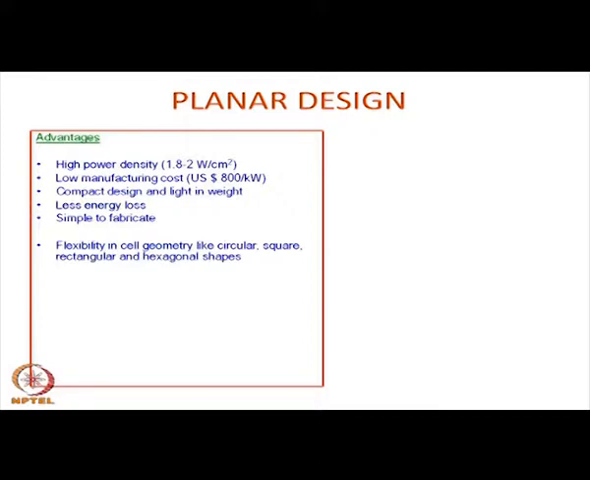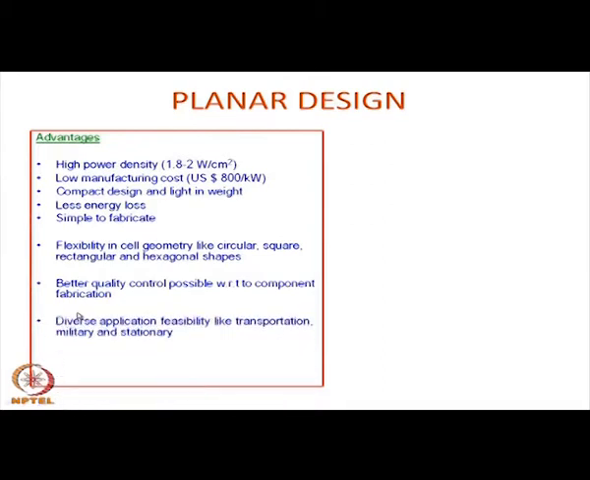So, in order to make a much more compact structure, one can make either a rectangular cross section or even hexagonal shapes. So, that may be tightly fitted into one another. Better quality control is possible with respect to component fabrication, because they are relatively smaller in size and therefore, uniformity of the properties may be a little better. Diverse application feasibility like transportation, military and stationary.